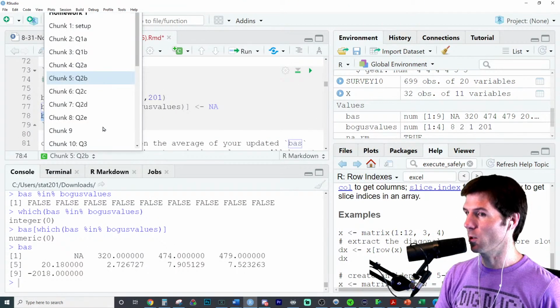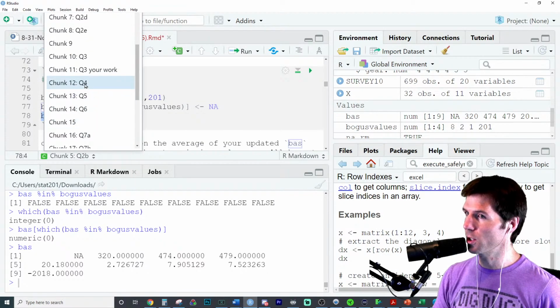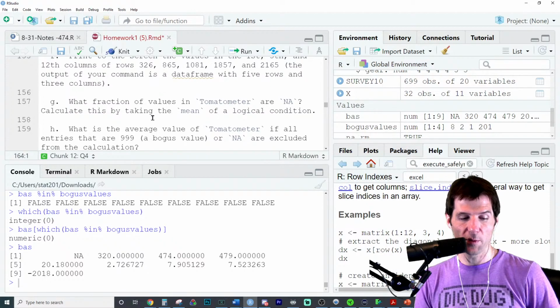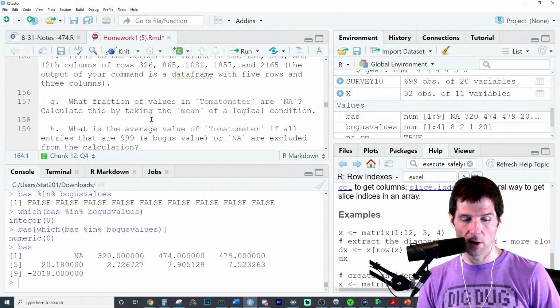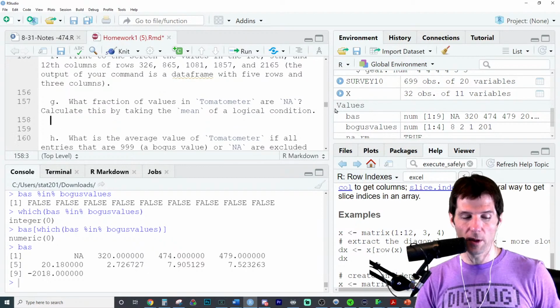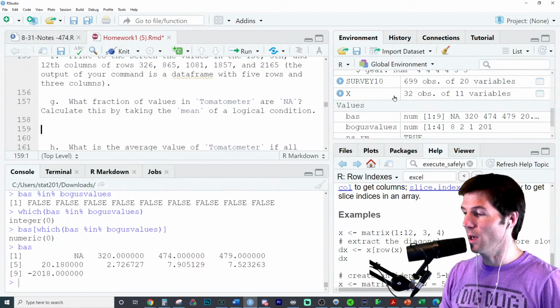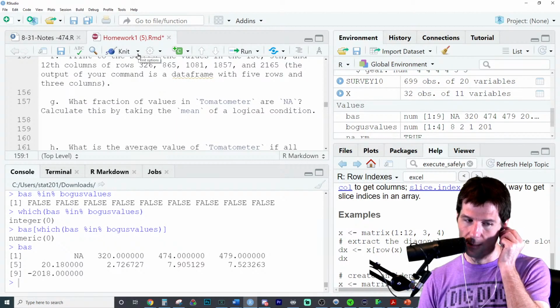Once again, we've got our quick index to go down to 4G. I like to do the question along with it. What fraction of values in the tomato meter are NA? If you want to know if something is NA, that's the function. We'll do some 320 after this too, because we're not doing 320 today.